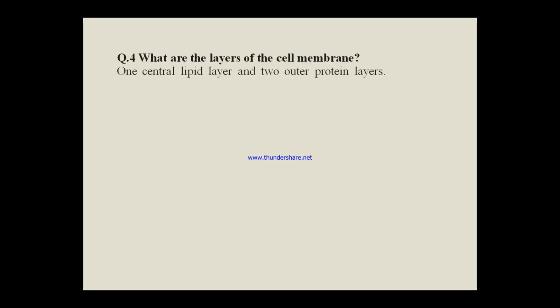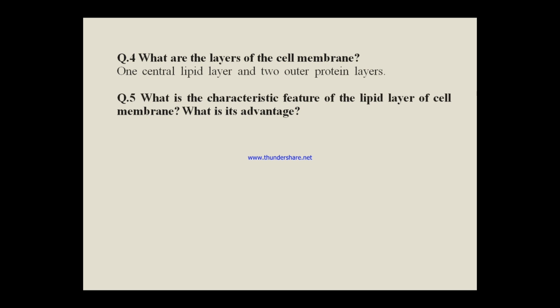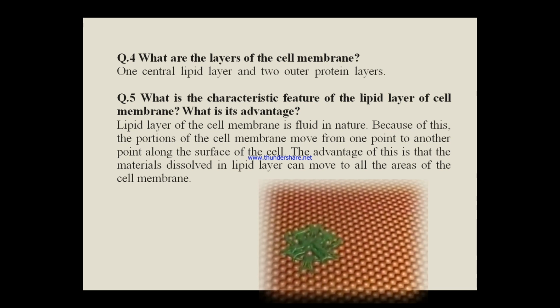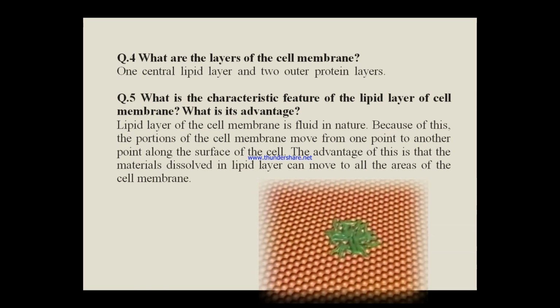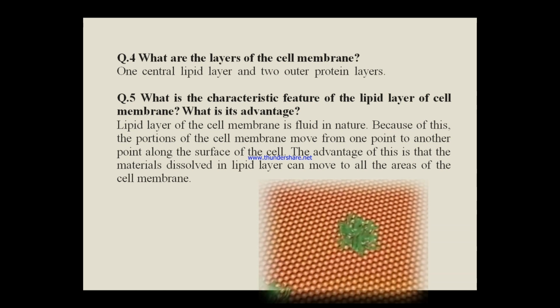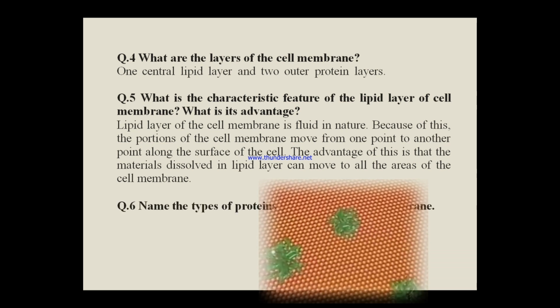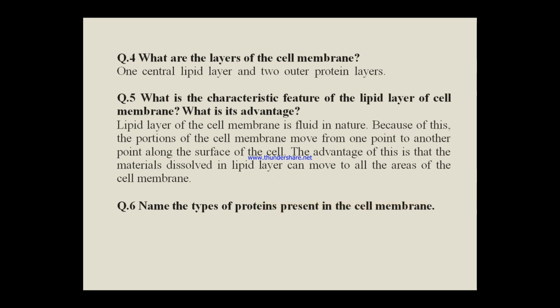What are the layers of the cell membrane? One central lipid layer and two outer protein layers. What is the characteristic feature of the lipid layer of cell membrane and what is its advantage? Lipid layer of the cell membrane is fluid in nature. Because of this, the portions of the cell membrane move from one point to another point along the surface of the cell. And do you know the advantage? The advantage is that the materials dissolved in lipid layer can move to all the areas of the cell membrane.